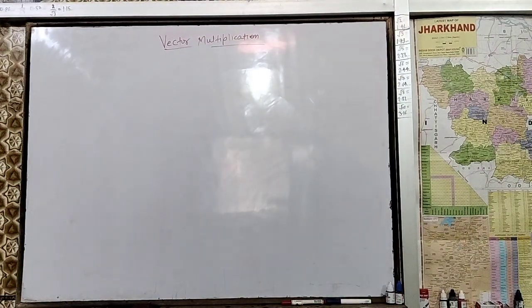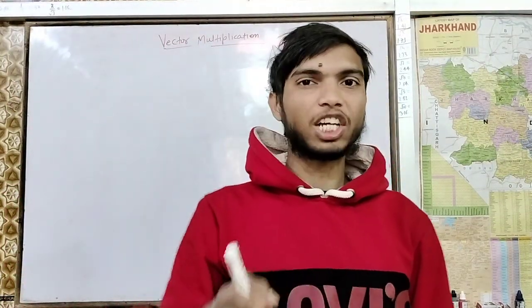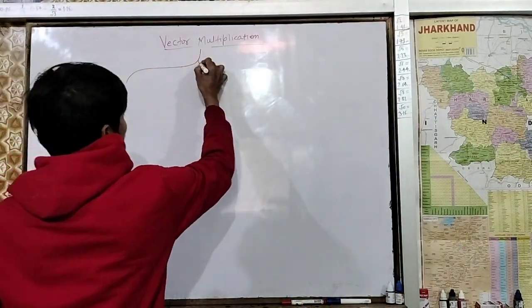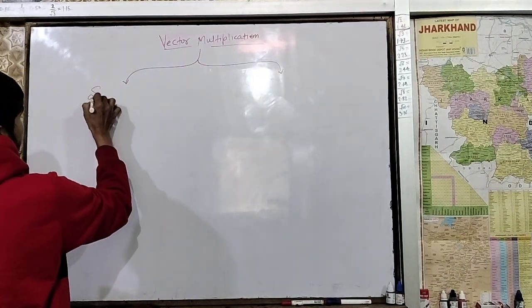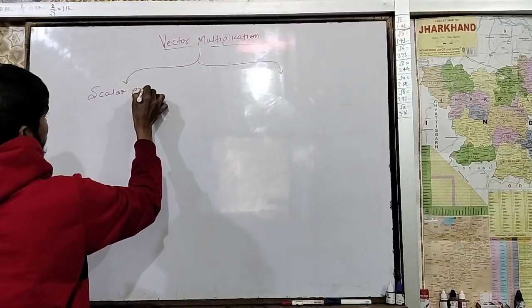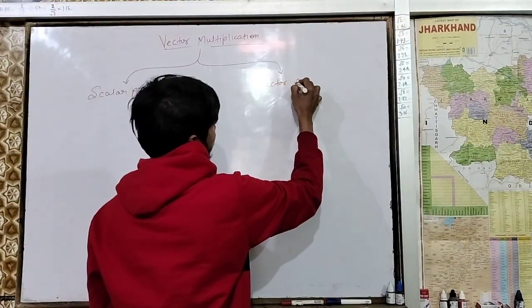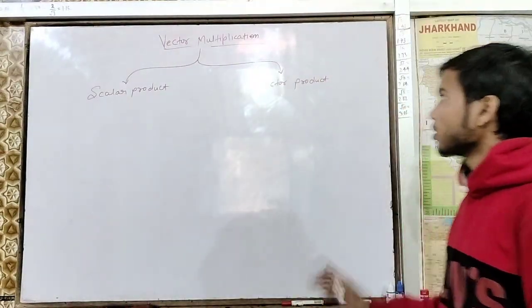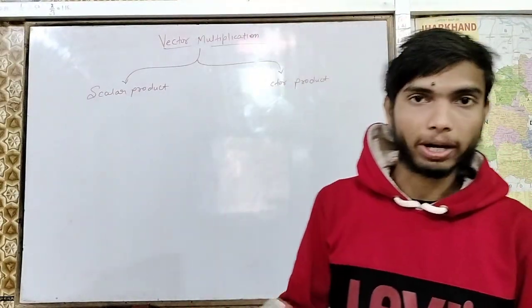Vector multiplication is divided into two parts. First, the scalar product, and second, the vector product. In both cases, we are multiplying. We are not adding, we are not subtracting.